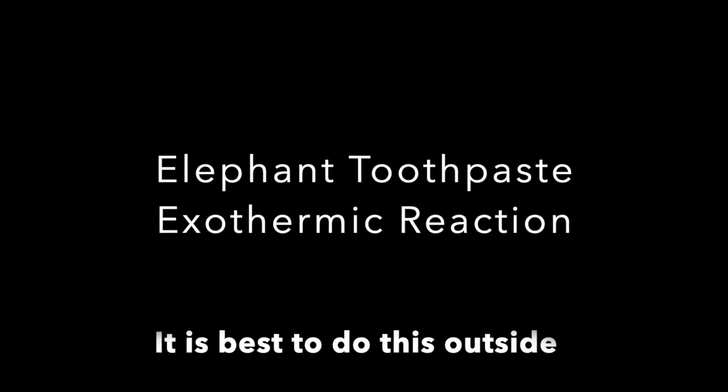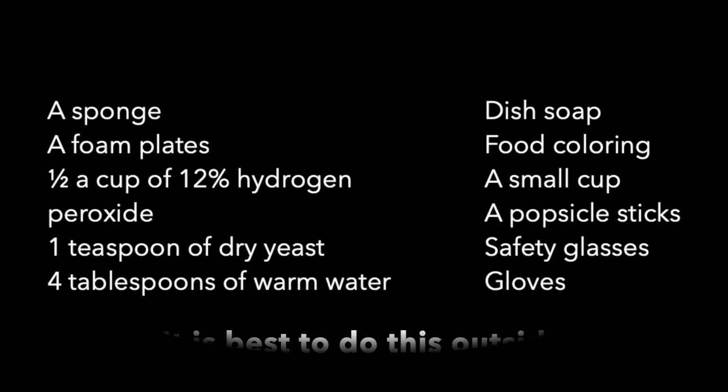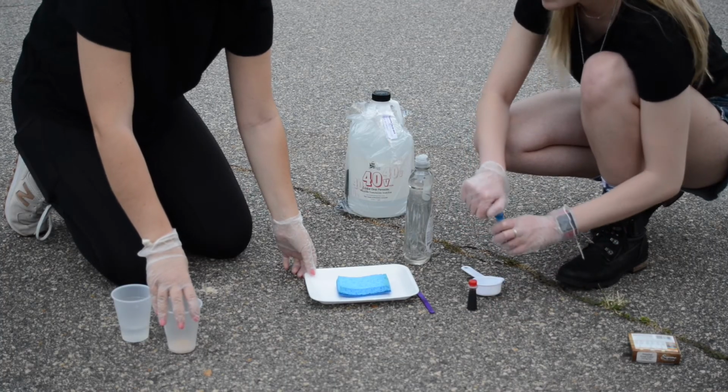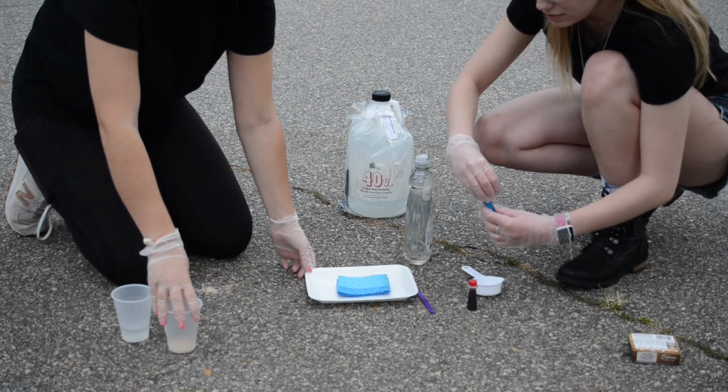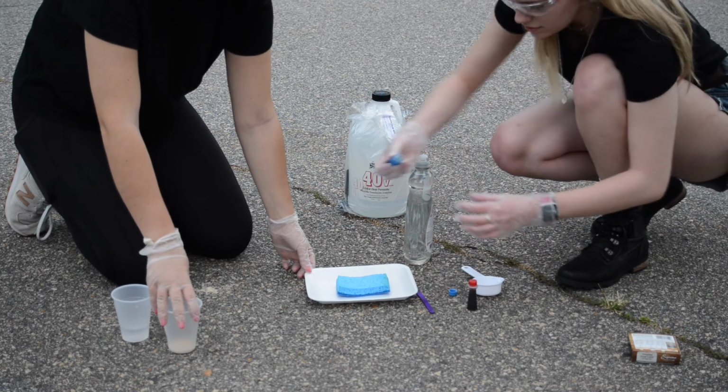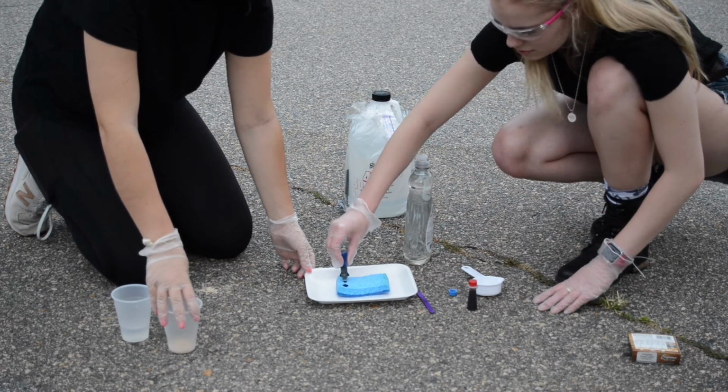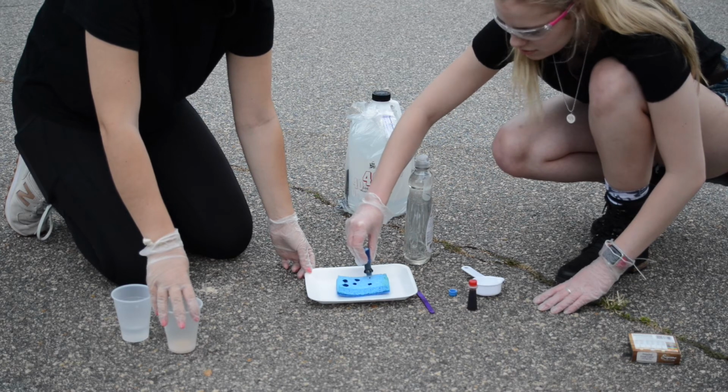For this experiment, you will need a sponge, a foam plate, half a cup of 12% hydrogen peroxide, 1 teaspoon of dry yeast, 4 tablespoons of warm water, dish soap, food coloring, a small cup, a popsicle stick, safety glasses, and gloves. First, make sure you are outside wearing safety glasses and gloves. With the sponge on the plate, add 2 different colors of food coloring onto the sponge.